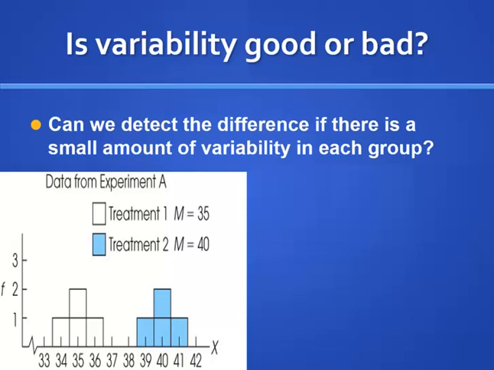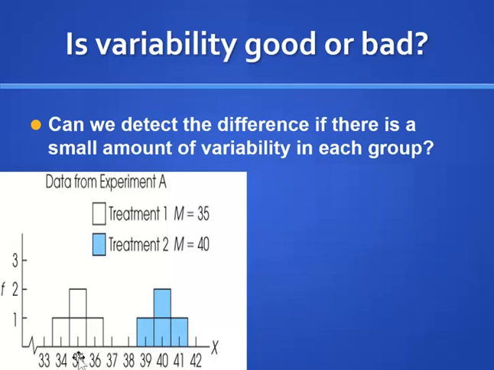So, can we detect the difference if there's a small amount of variability in each group? The answer is likely yes, right? Even though we haven't learned how to statistically evaluate the differences between 2 means, this low intra-group variability, the variability within this group and within this group, and the fact that there's distance between the measures of the histogram of variability, suggests that we would likely find a difference between these 2 means.